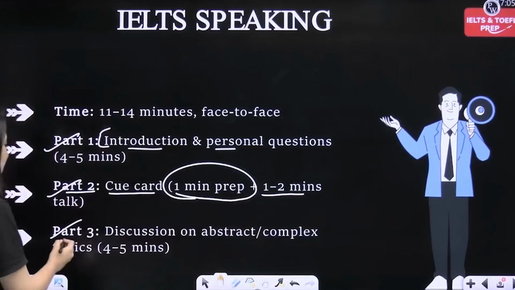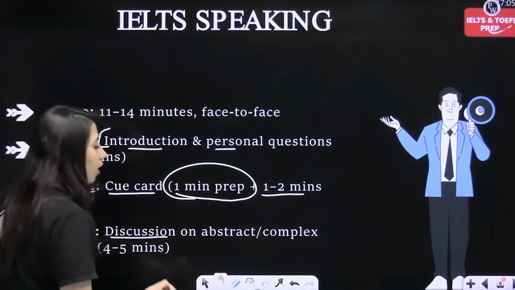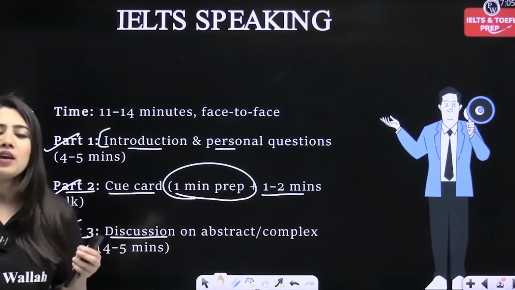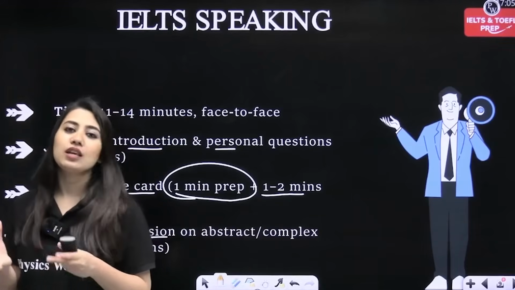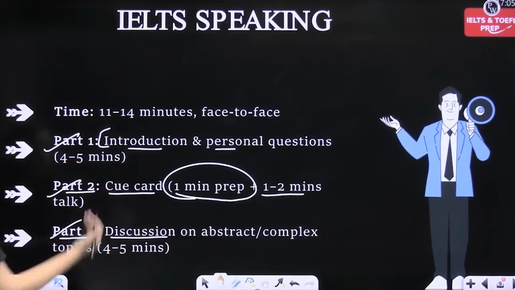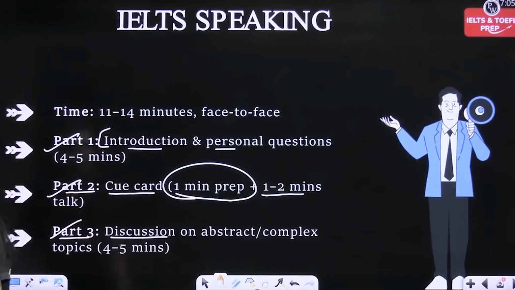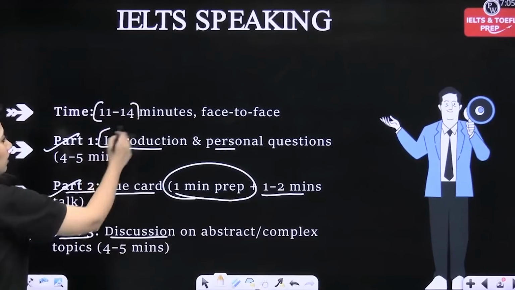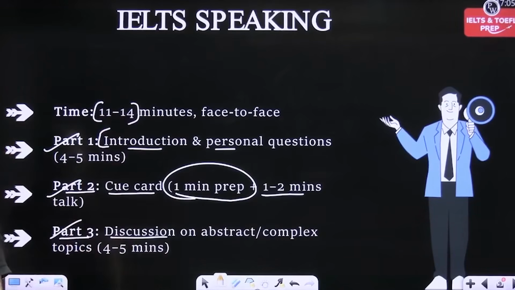Part 3 is all about a discussion kind of round and here you can expect some abstract questions. They will ask you more detailed questions about that specific topic which you had on the cue card. So yes, it is going to last 11 to 14 minutes, which is kind of a face-to-face interview round.